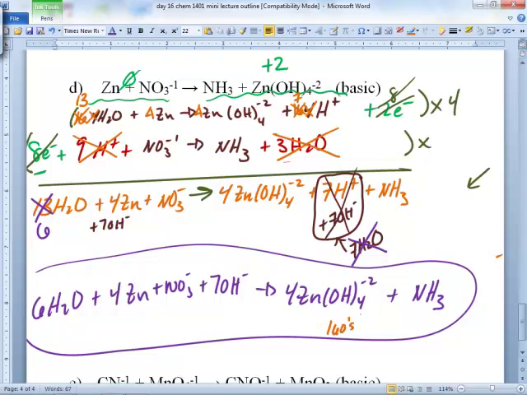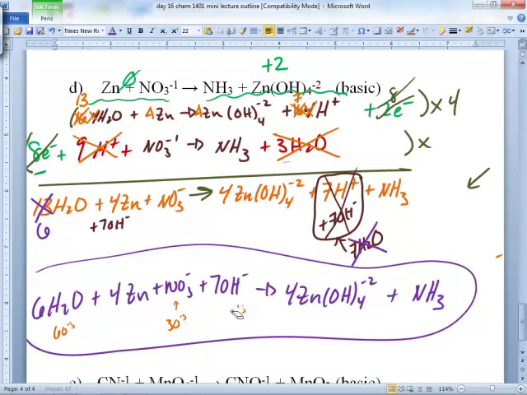How many oxygens here? So here I've got 6 O's. Here I've got 7 O's here. And the nitrate gives me 3 O's. 6 and 3 is 9, plus 7, 16 O's. The O's are good.